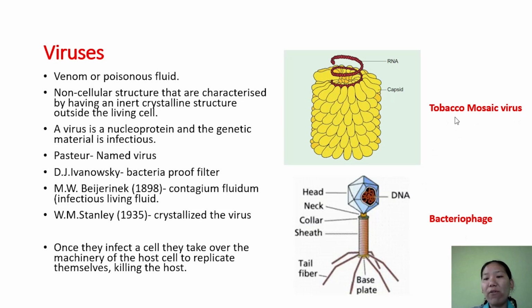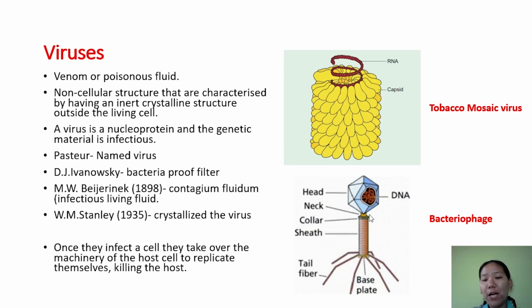If you look at examples of these viruses, here we have the tobacco mosaic virus, which infects the tobacco leaf. Here the genetic material is single-stranded RNA, and it is covered by protein called the capsid, and there are many units in the capsid. Each unit is called a capsomere. A number of capsomeres together form a capsid.